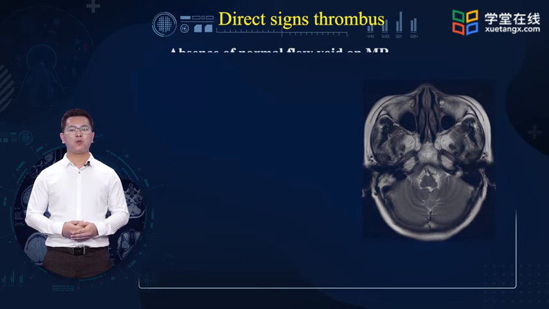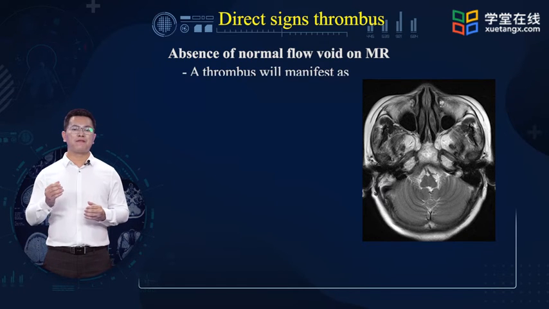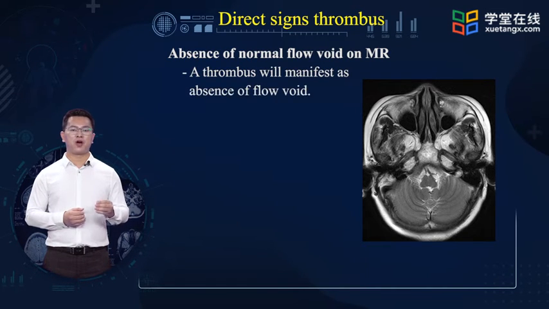On spin echo images, patent cerebral veins usually will demonstrate low signal intensity due to flow void. Flow voids are best seen on T2-weighted and FLAIR images, but sometimes can also be seen on T1-weighted images. A thrombus will manifest as absence of flow void.